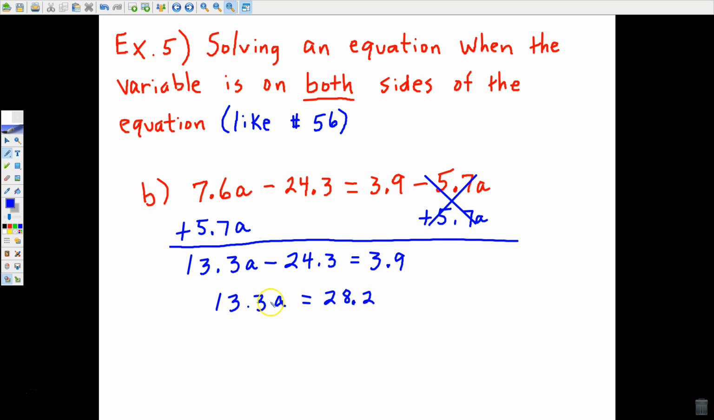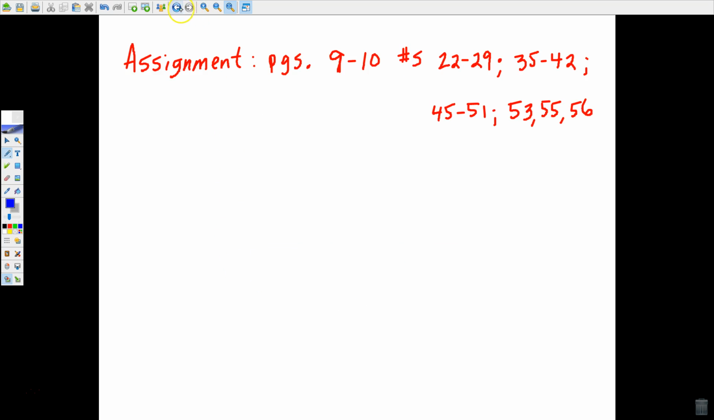Okay, and then I'm going to undo multiplication with division. So I'm just going to leave 28.2 in my calculator and I'm going to divide by 13.3. And in your book, yours is going to come out to be just a whole number. Mine did not come out like that, so you won't have to worry about rounding. I'm going to go ahead and round this to the hundredths place. But I just wanted to give you a heads up. You may not need a calculator on this one, but if you do, it's okay for this particular problem.